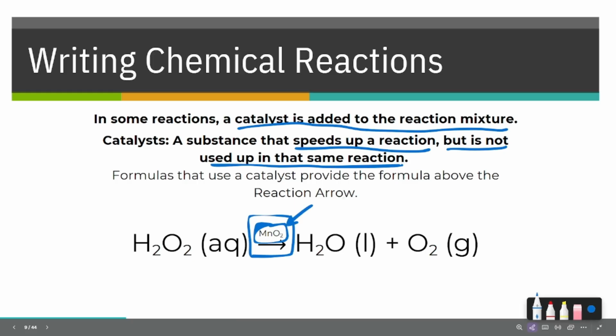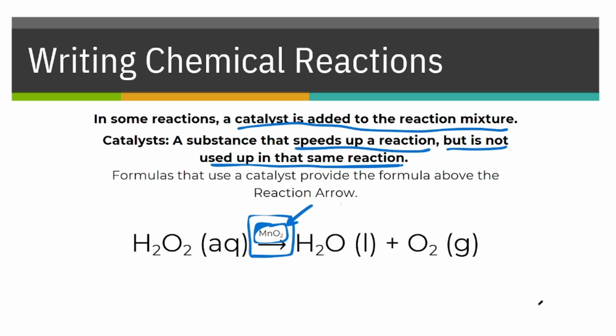So within our reaction, when we're looking for our catalyst, it's really going to be above the reaction arrow. In this case, I have MnO2. This is a manganese compound. In this case, we're recognizing it is producing a reaction at a quicker speed, where H2O2 is breaking down into liquid water and oxygen gas. The only purpose of this compound is to make things faster. You'll recognize it's not a reactant, nor is it a product. It's just a substance that is provided to simply speed up the reaction.